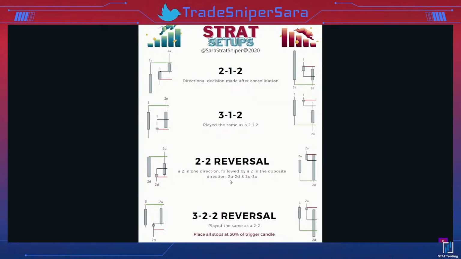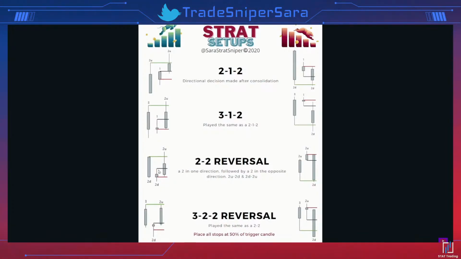The next setup is a 2-2 reversal. And what this means is it is a reversal of direction. So there's only two possible 2-2 reversals: a 2 down and a 2 up, or a 2 up and a 2 down. The candles have to be going in different directions. So this is a down candle because it broke the previous candle's low. This is an up candle because it broke the previous candle's high. This, the last two charts, this is your reversal.